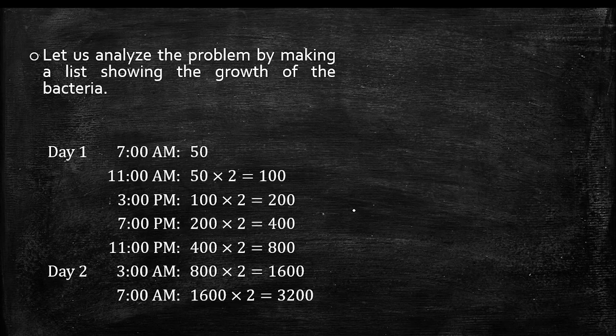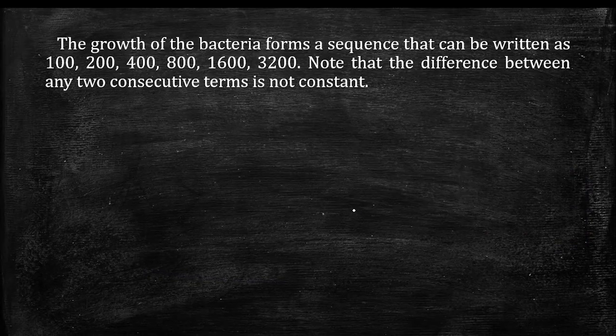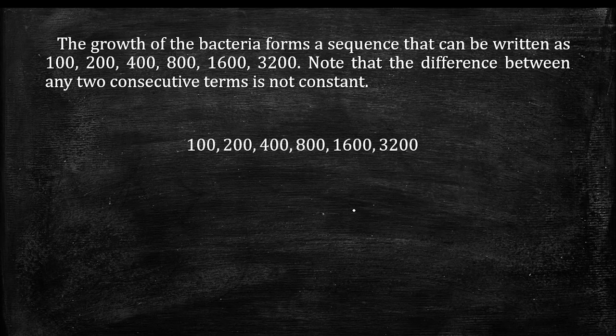Okay? And let's answer the problem. The problem earlier is how many bacteria would there be at 7 a.m. of the following day? So the answer is there will be a total of 3,200 bacteria at 7 a.m. in the following day. Based on the information we gathered from the problem, the growth of the bacteria forms a sequence that can be written as 100, 200, 400, 800, 1,600, 3,200.